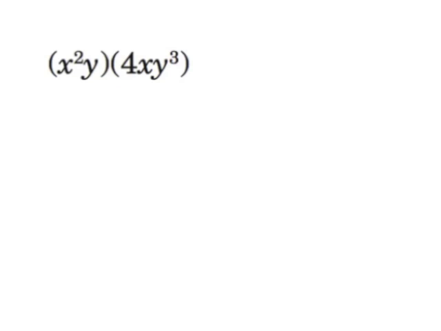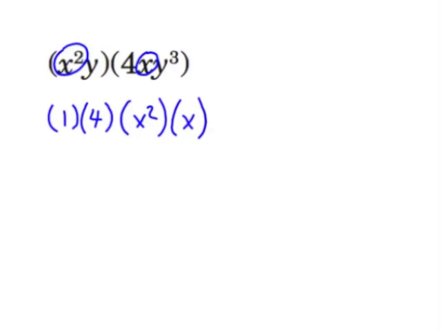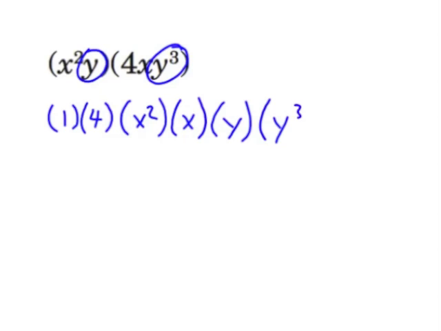So let's try one more problem. This time we have x squared y times 4x y cubed. We'll multiply our coefficients first, 1 times 4. And now our variables. X squared times x, which will be, well, I'm just going to write it out first. Now you don't have to write everything out, but it's a good idea to do so when you're starting out. And now y times y to the power of 3. There's the y cubed. So I'm writing y to the power of 3.